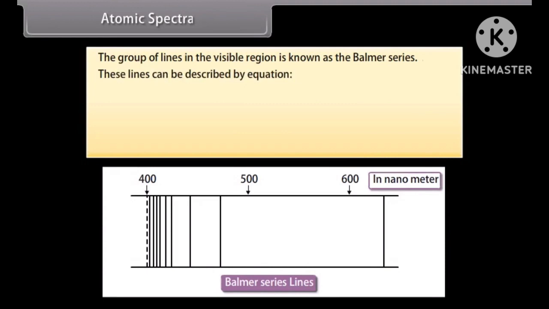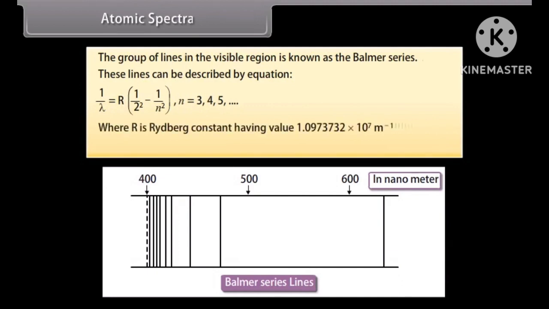These lines can be described by the equation 1 upon lambda equals R times (1 upon 2 square minus 1 upon n square). Here the value of n may be 3, 4, 5 and so on, where R is the Rydberg constant having value 1.0973732 into 10 raised to the power 7 per meter.